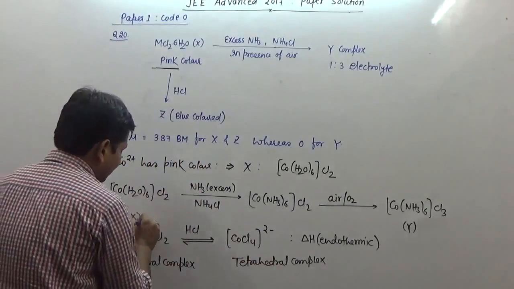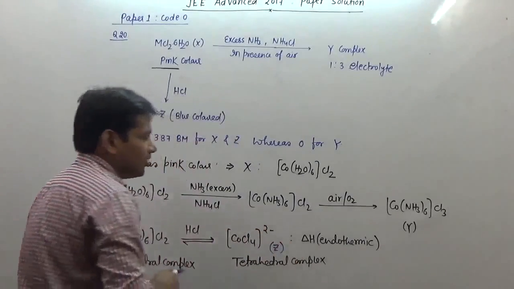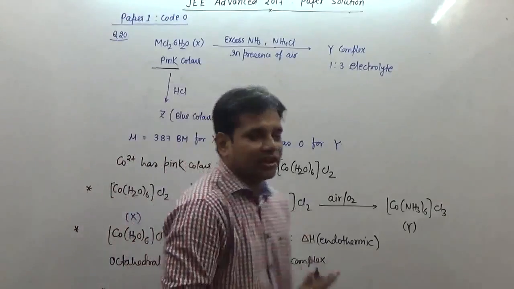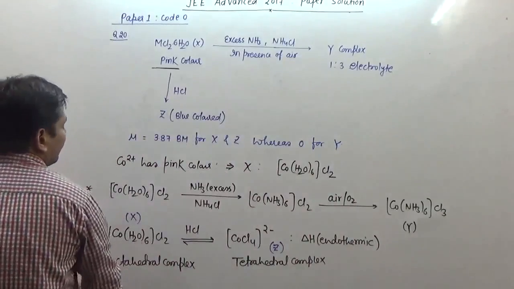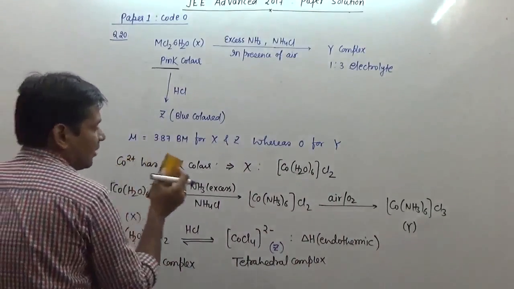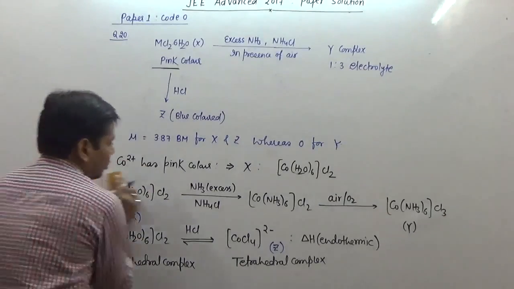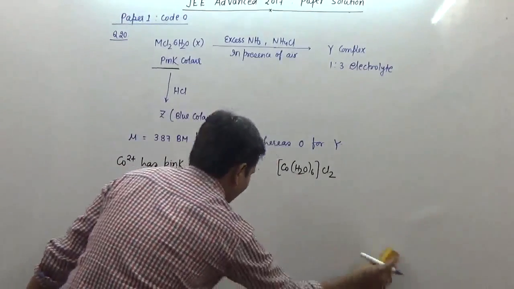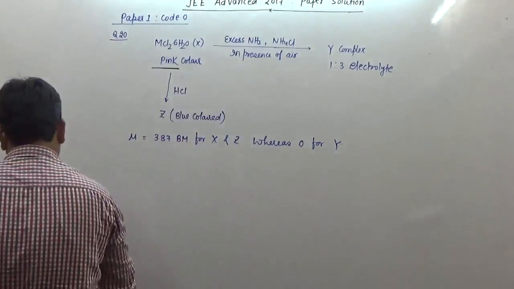This is going to be X and this is going to be Z. This tetrahedral complex is going to be Z. So we have all 3 complexes here, X, Y and Z. First of all, we have written X, Y and Z here, and now we are looking at the properties of X, Y and Z and at the options given here.